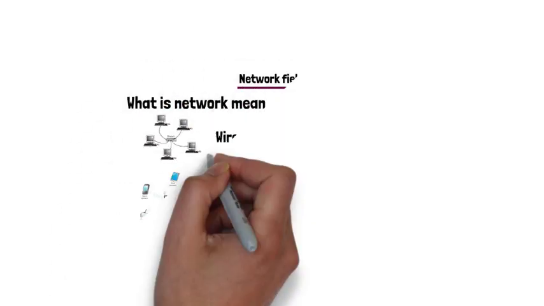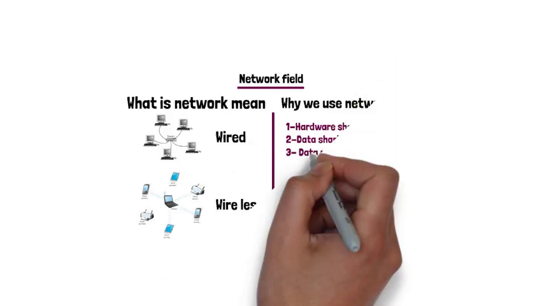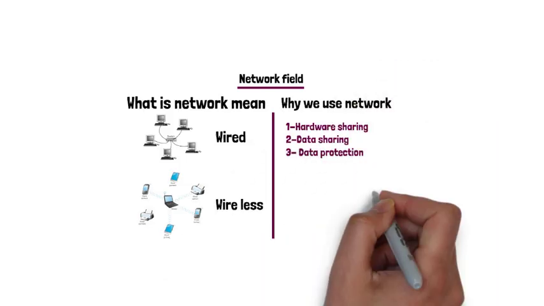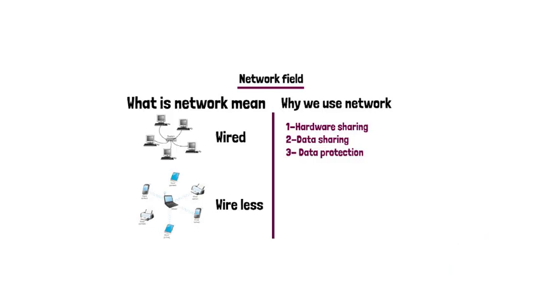The first thing you need in order to start in the networking field is to understand what a network is and why we use it. So in this video, let me explain to you what a network actually means. A computer network, simply put, is a group of computers connected to each other. This connection can be through cables, which is called a wired connection, or without cables at all, which is called a wireless connection. Now that we know what a network is, it's natural to ask, why do we use networks?